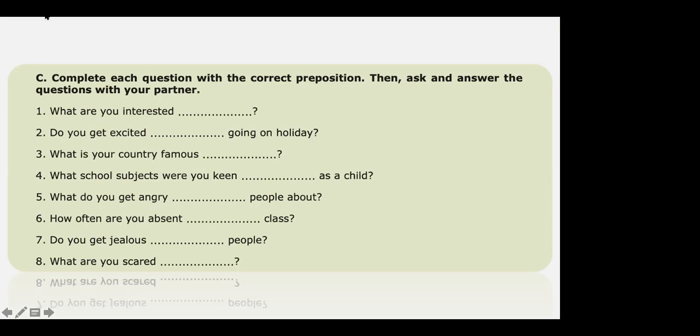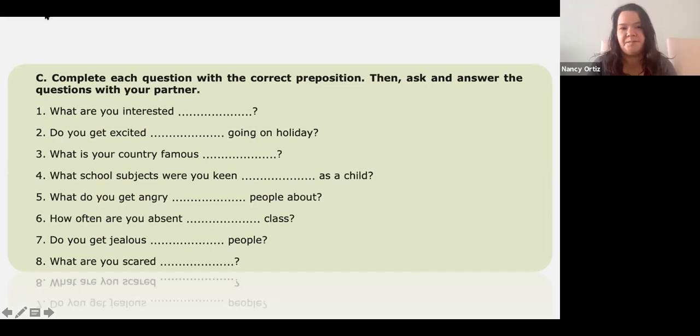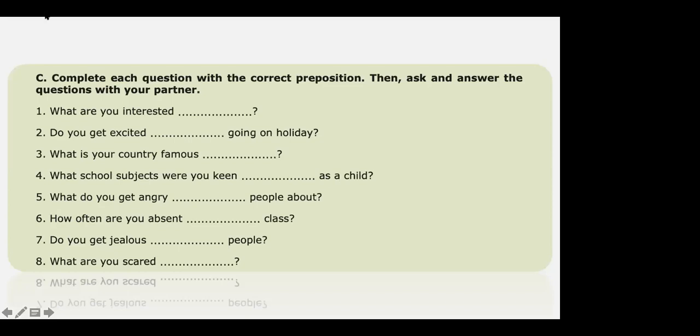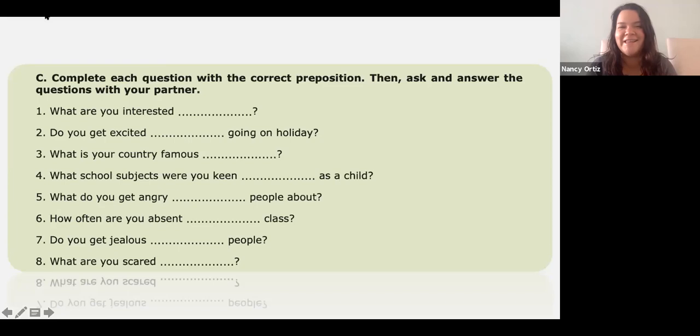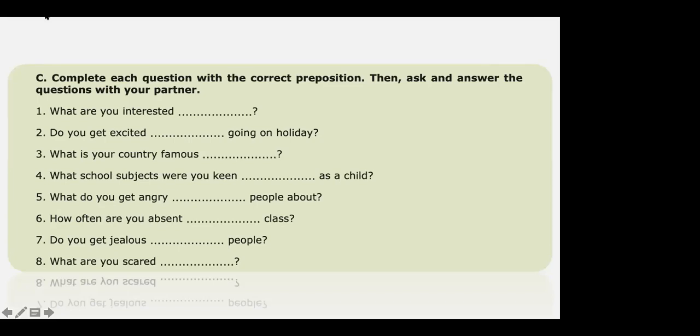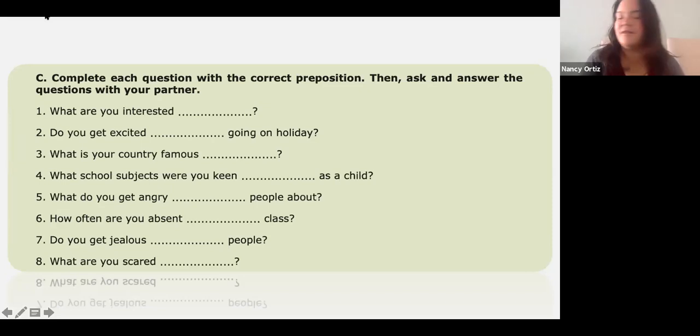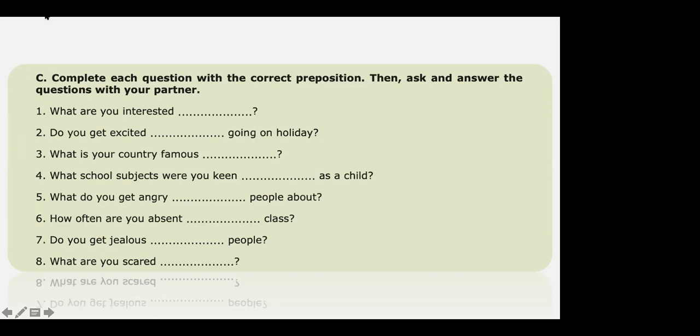Okay, Mildred, what are you scared of? I'm scared of cockroaches. Cockroaches? Yes, cockroaches. Okay, of cockroaches. Very good. Can you ask me the same question? Yes. What about you? What are you scared of?